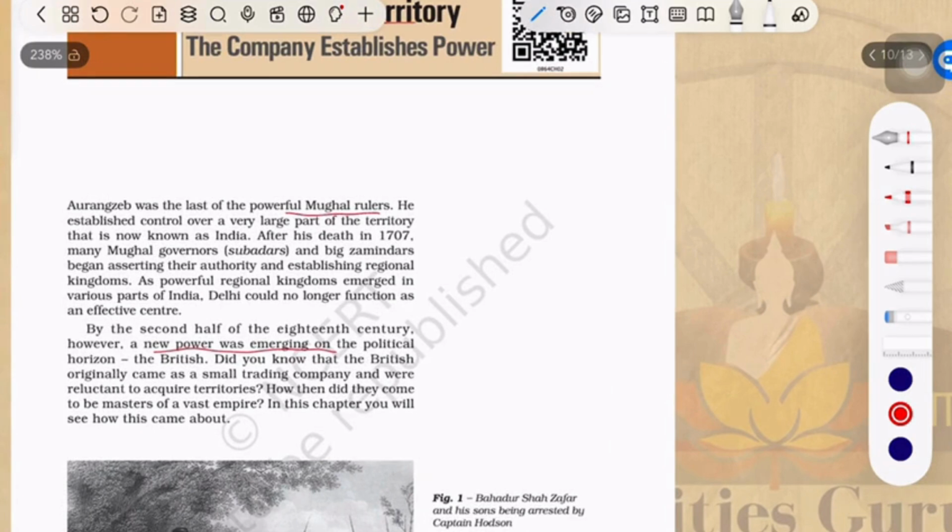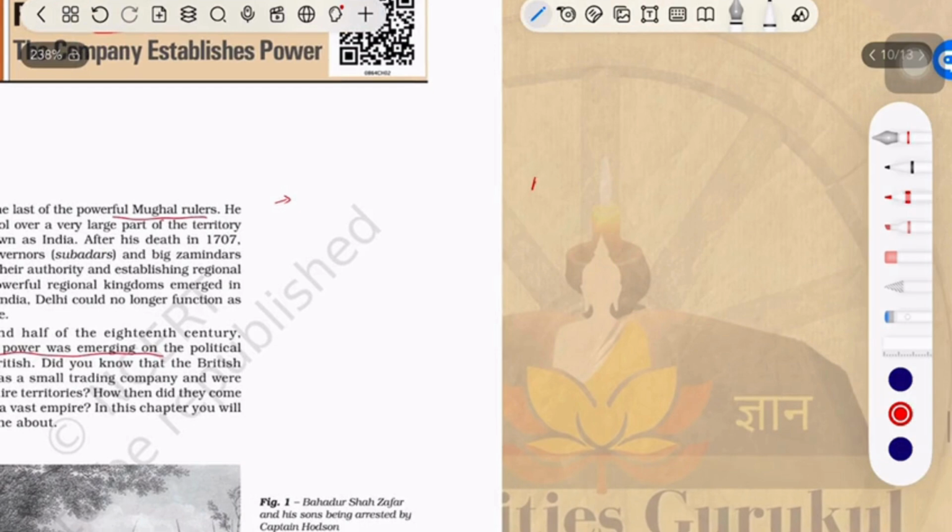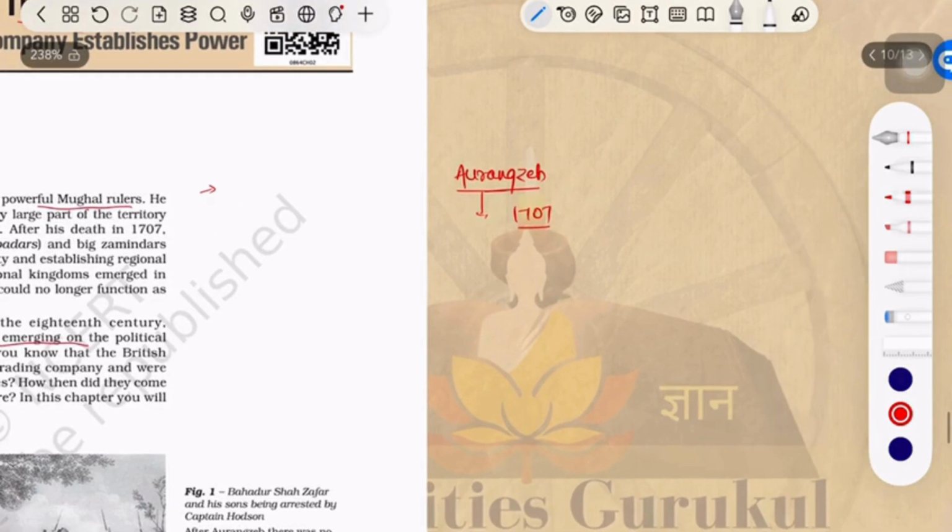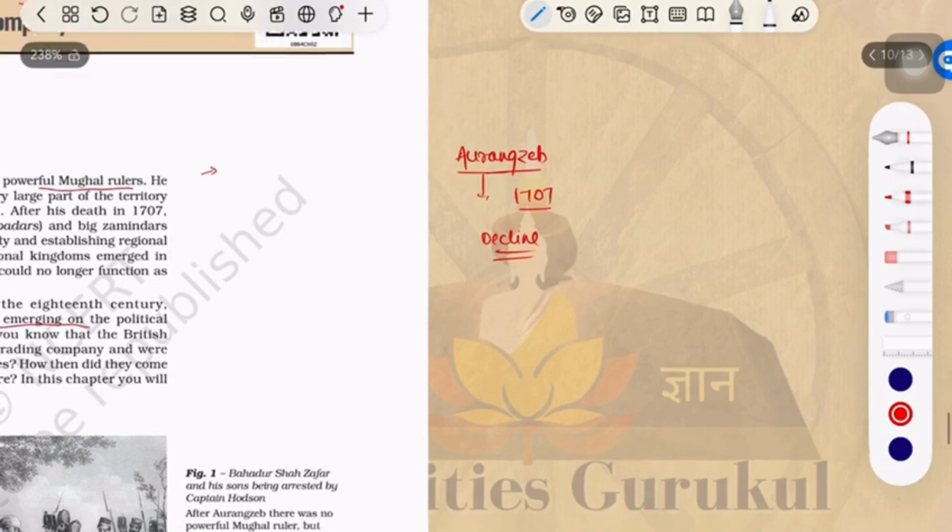So the first initial point: with the death of Aurangzeb, the last prominent Mughal emperor, what happened after his death in 1707? The decline of the Mughals began. Why? Because his successors were not that powerful. They were weak.